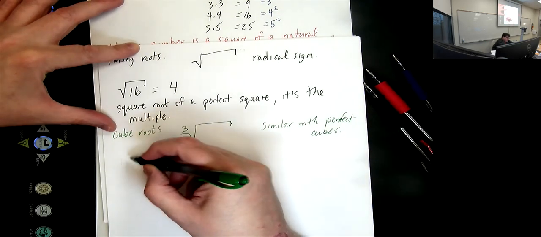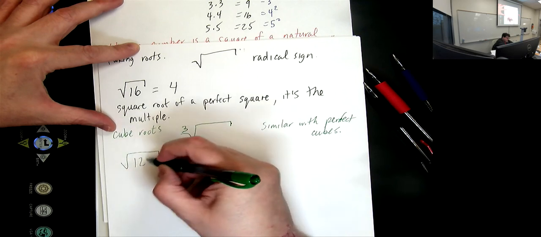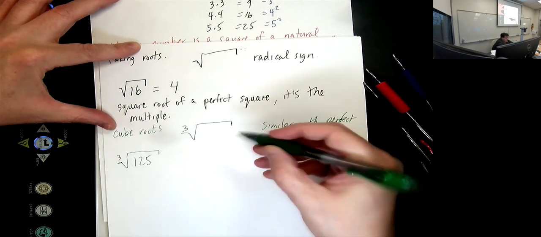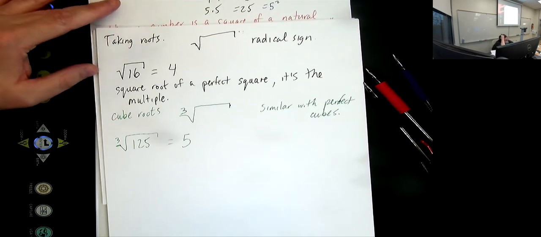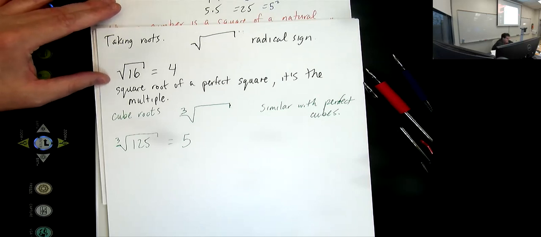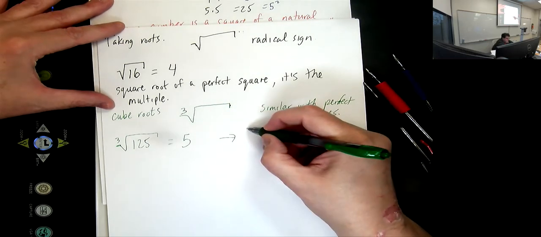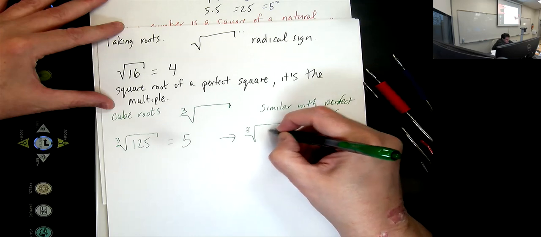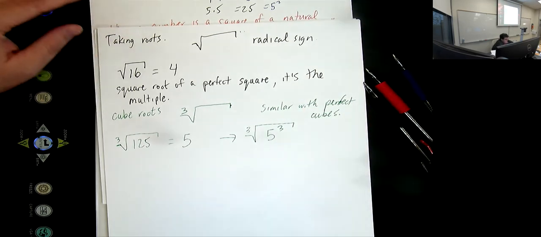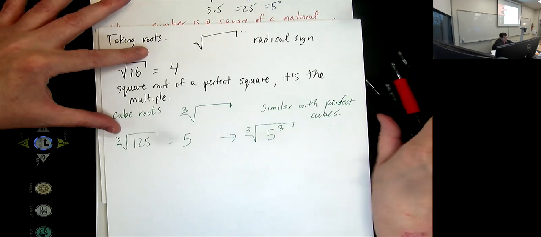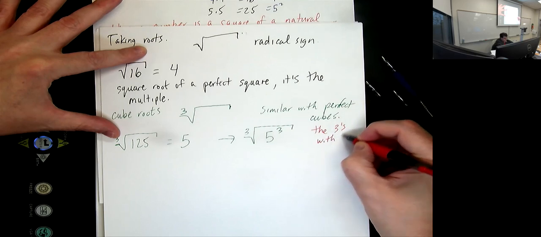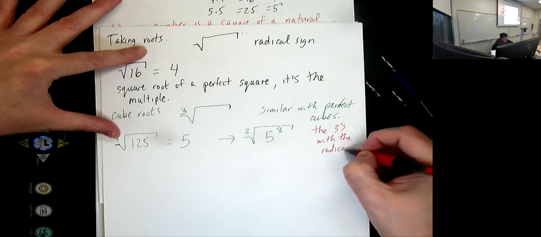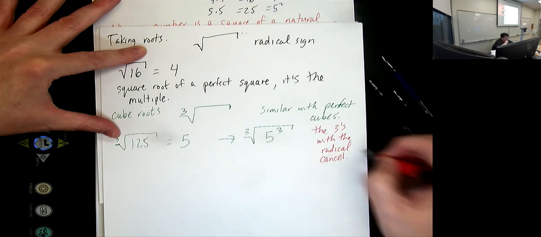So I just got done saying 5 cubed was 125. If I do the cube root of 125, I get 5. The reason why is that I can rewrite that 125 as 5 cubed, like that. And the 3's with the radical cancel. For perfect squares, it gets a little more complicated with other numbers.